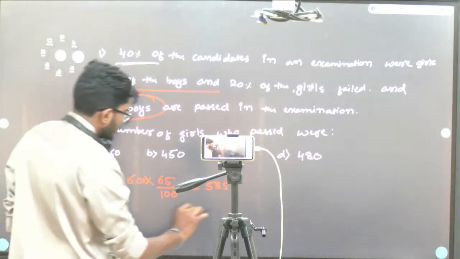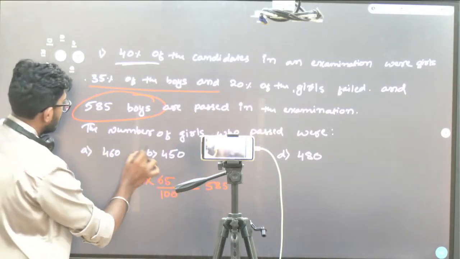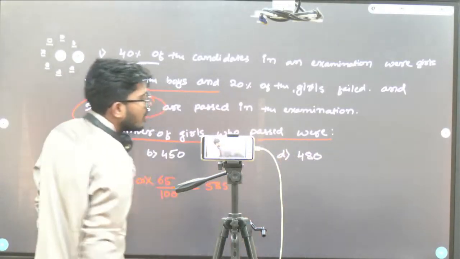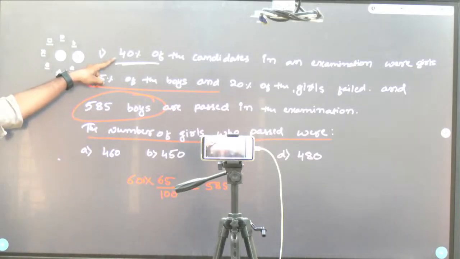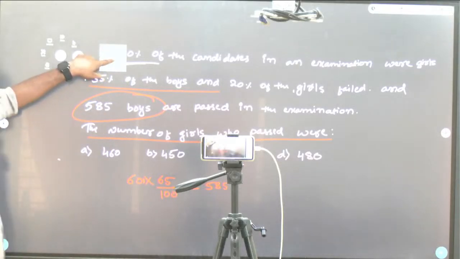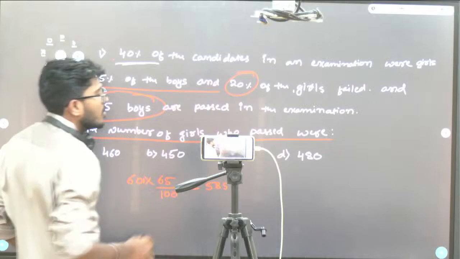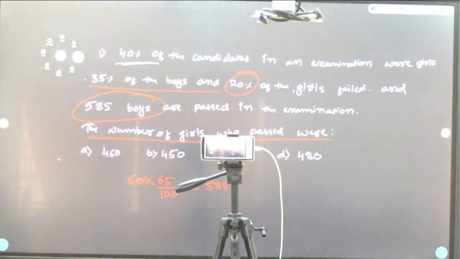Now, remaining how much? What do they ask? The number of girls who passed, right? Now how many girls do you have? 40% candidates. In that, how many percent failed? Means how many percent will have passed? 80% passed. 20% failed, means 80% will have passed.